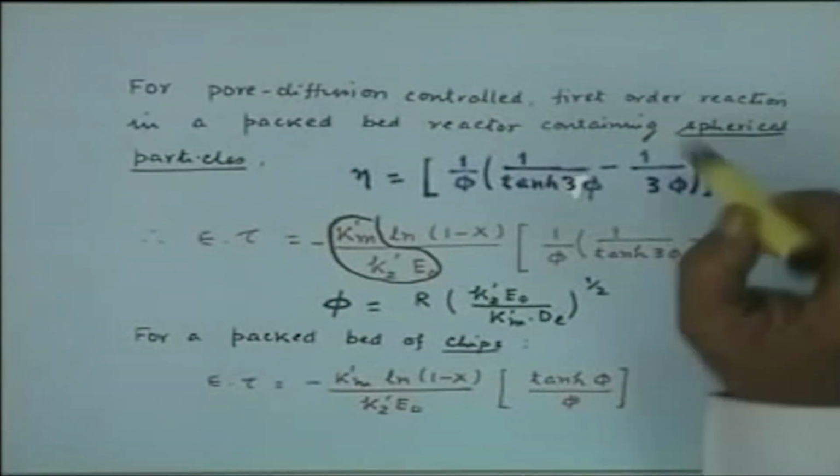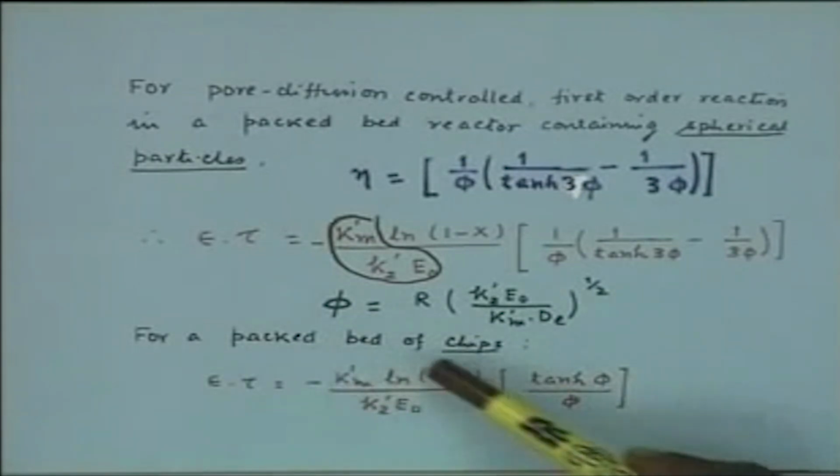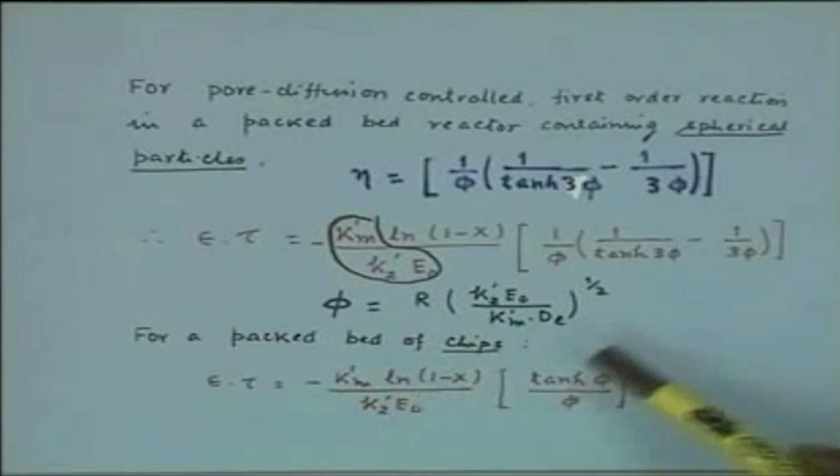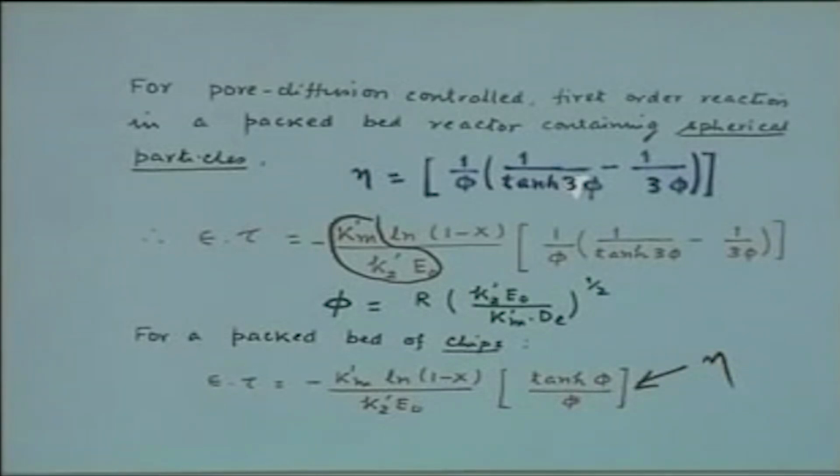Now, the same expression when you talk about a packed bed of chips, that means very thin films of very fine thickness, let us say of thickness L. In that case, tau is given as K dash m ln 1 minus x upon K2 dash E naught, and the effectiveness factor here is different, as tanh phi upon phi, where the particle thickness is very small.